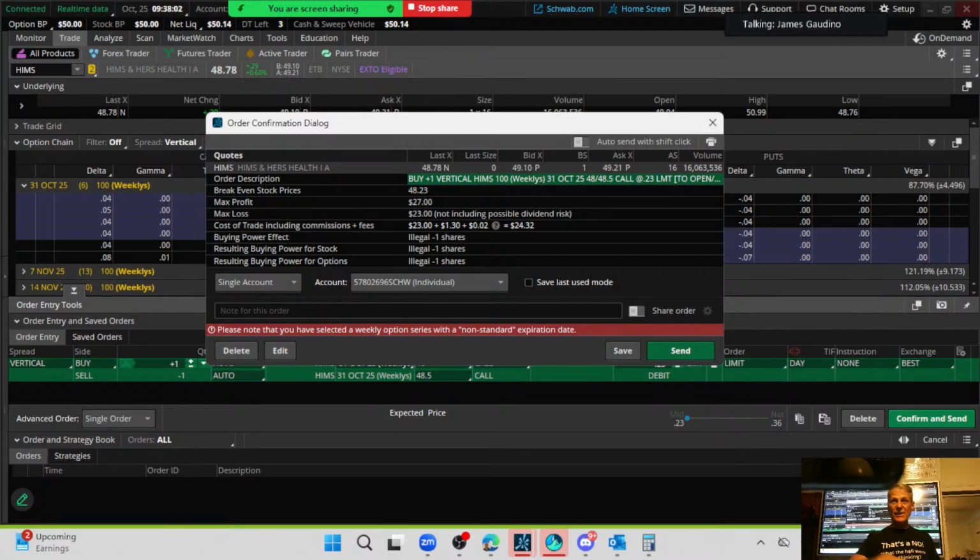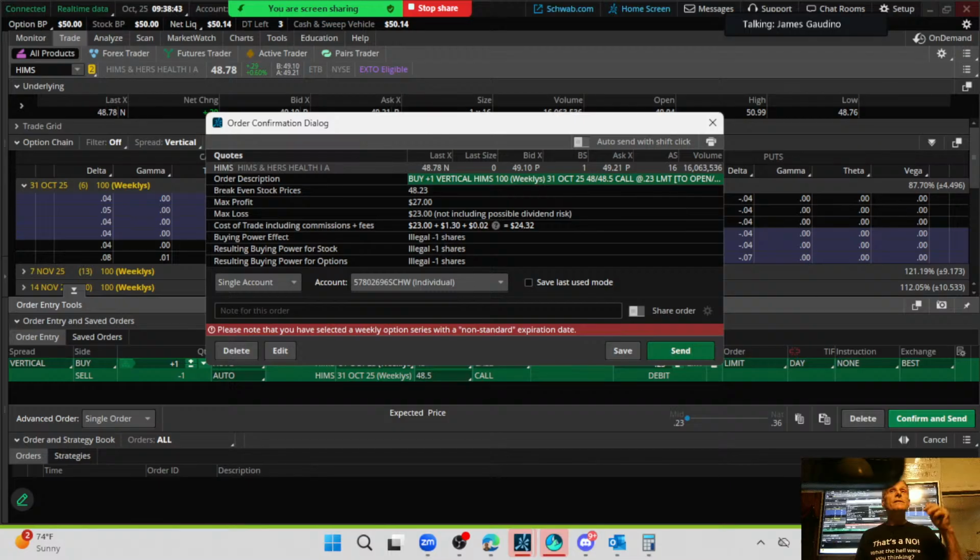Hold on. Do you understand the concept of a spread? You're buying one, you're selling the other. What's the maximum you can make in a spread? It's the distance between the one you bought and the one you sold. So if I bought at $48 and I'm selling at $48.50, the most I can make is only 50 cents, right? Yes. So if I'm paying 23 cents for that position, the maximum that I can make is 27 cents, correct? Yes. 27 and 23 comes to 50 cents.